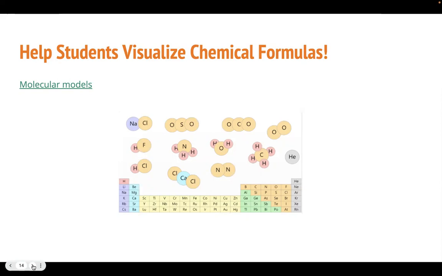So maybe you just want some pictures that you can screenshot and put into other presentations, or you want to draw things up on the board so students can see them. I think it's a really nice way. And I also thought this was one of the two simulations that you could potentially use to help visualize empirical and molecular formulas.